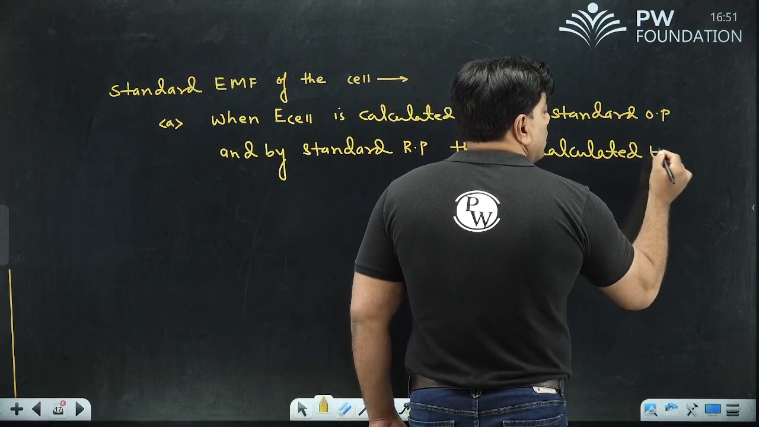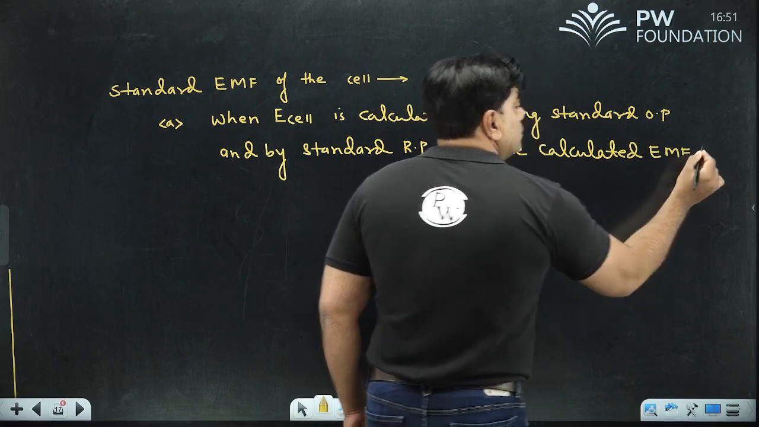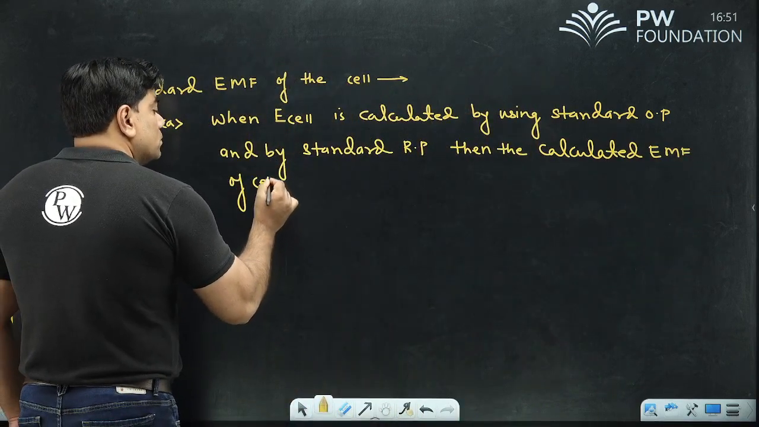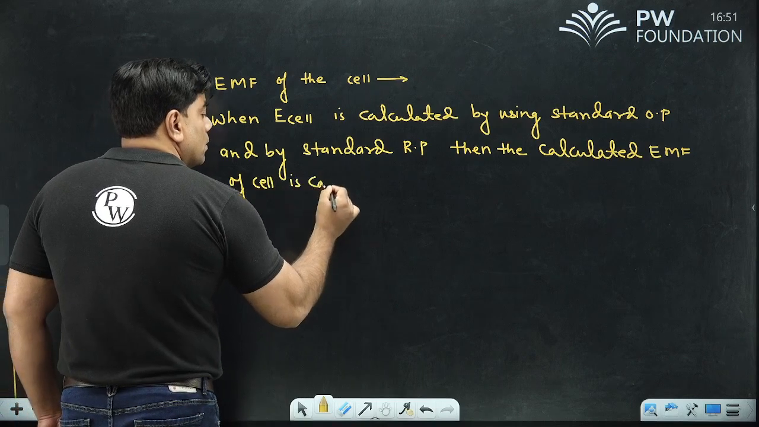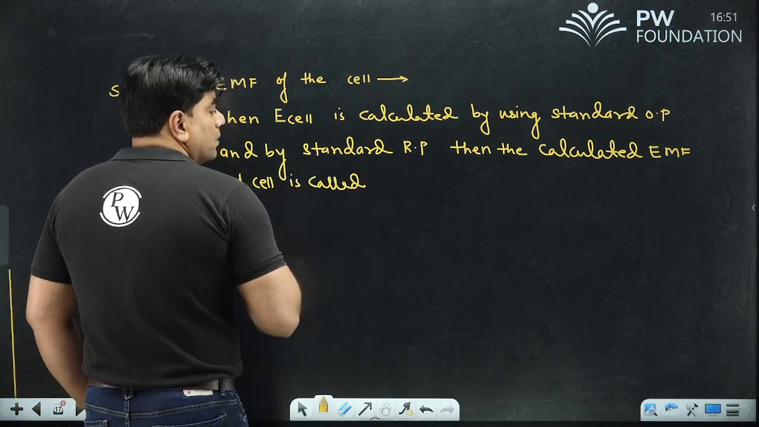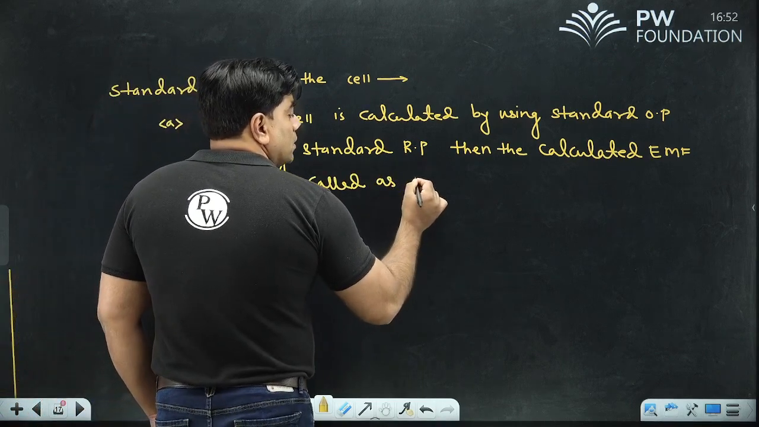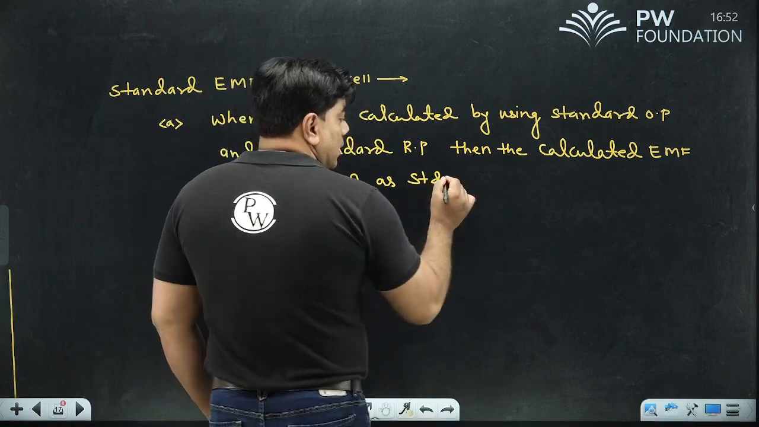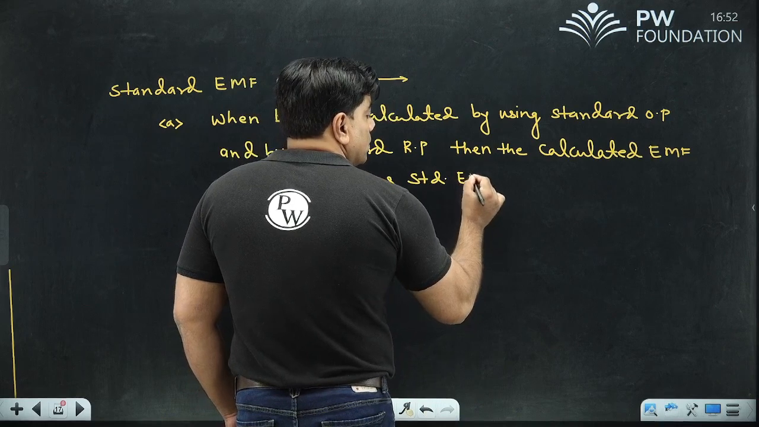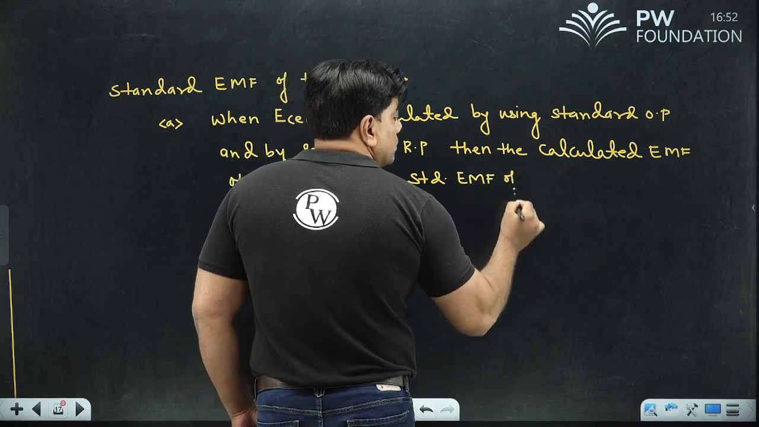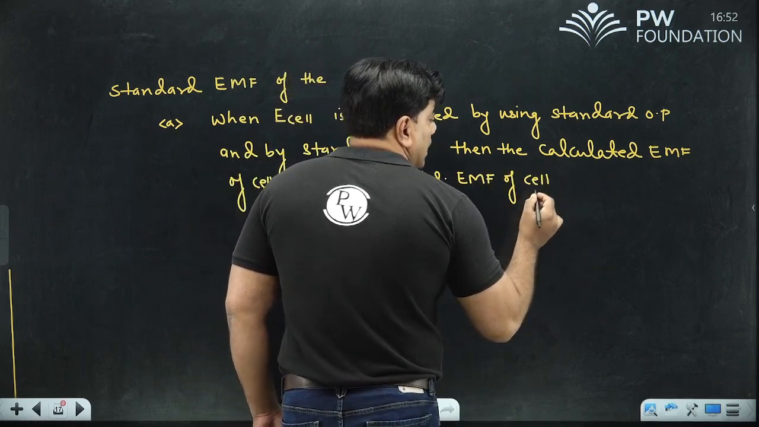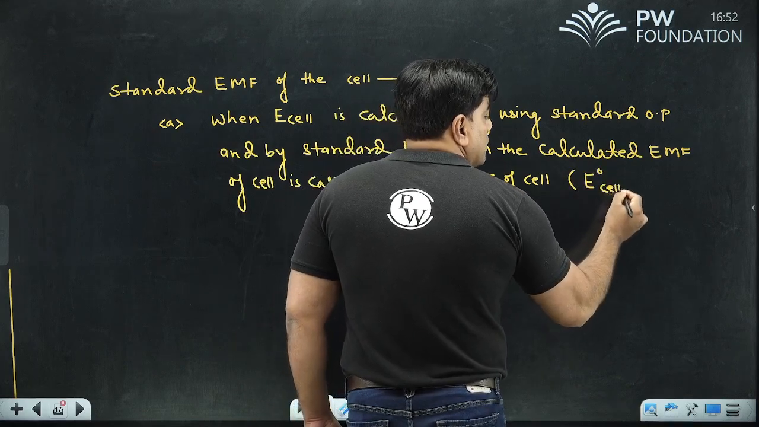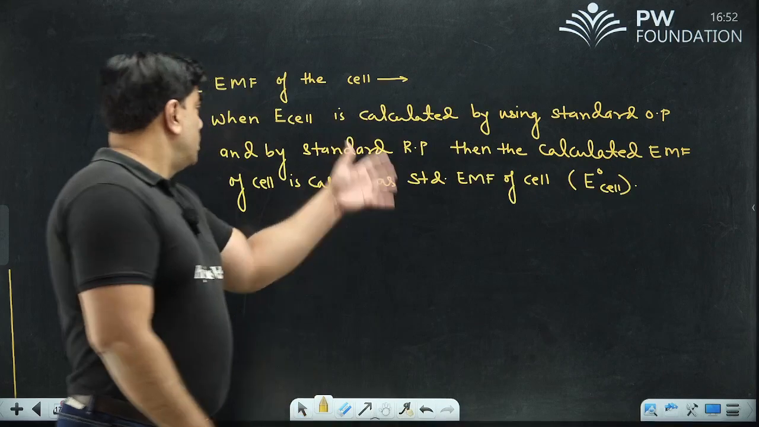Then the calculated EMF of cell is called a standard EMF of cell, which can be symbolized as E° cell. This is one definition.